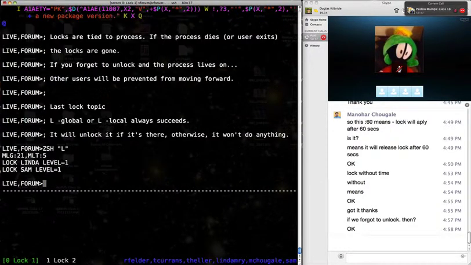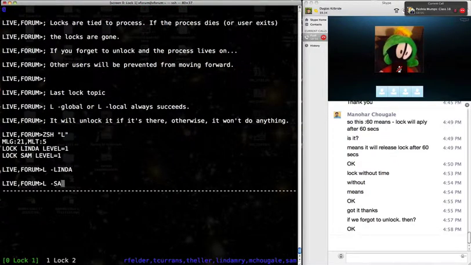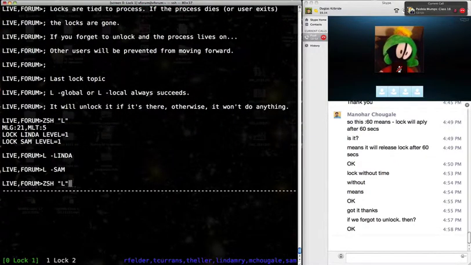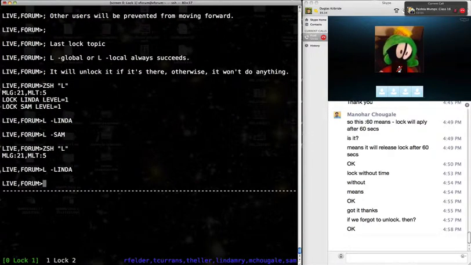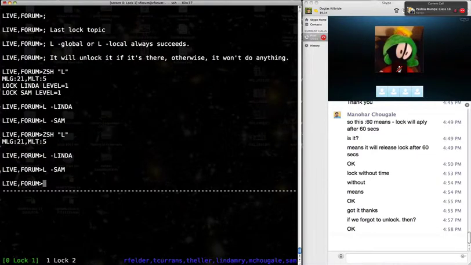So let's look at our locks. I have Linda and Sam here. So I could say lock minus Linda, lock minus Sam. Nothing here, but can I do this? Yes, I can. Mumps will not complain. Right now it's just a no op. Mumps doesn't do anything with it.